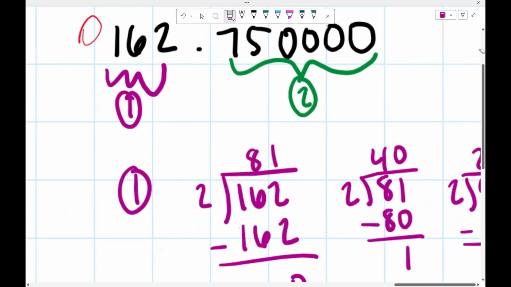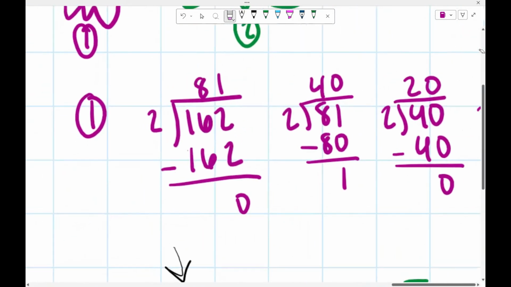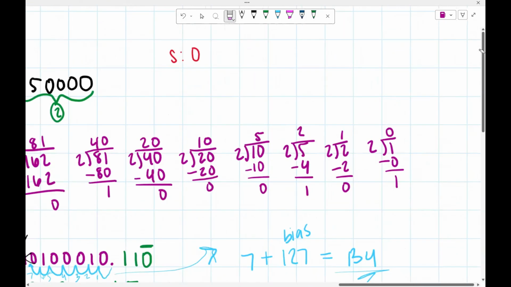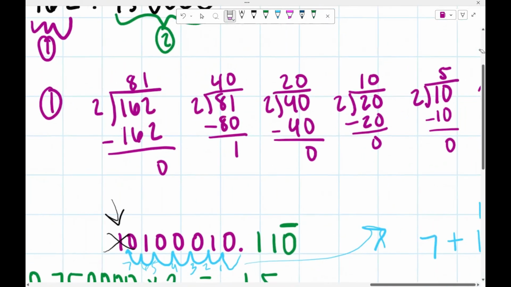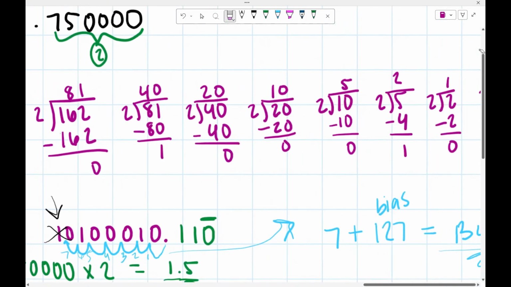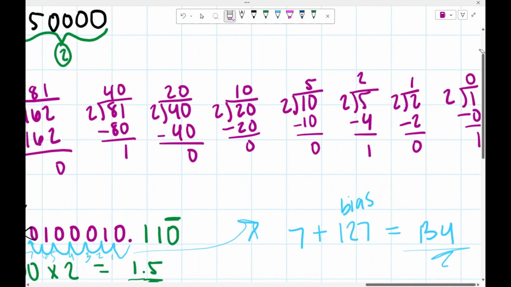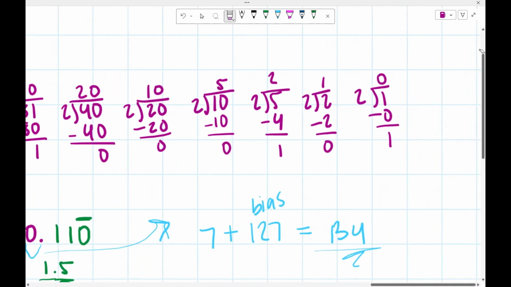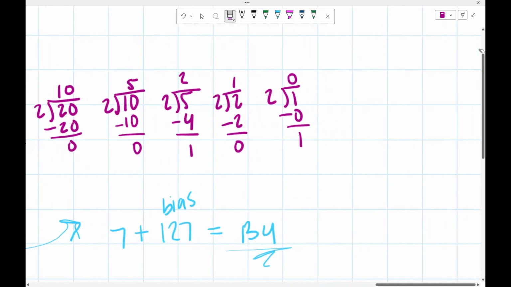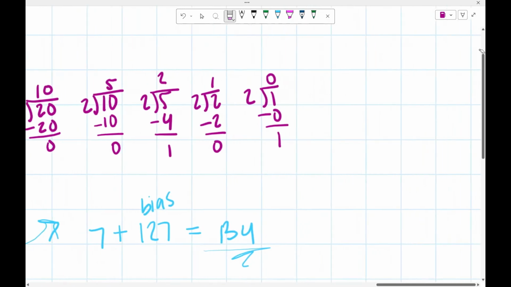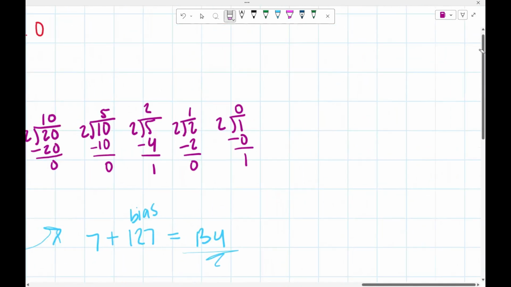So I took the whole number, 162, and then I just kept using the division method until I got a 0 on top right here. So 162 divided by 2, that's 81. 81 divided by 2, that's going to be 40, remainder 1. 40 divided by 2, that's 20, remainder 0. 20 divided by 2, that's 10. 10 divided by 2, that's 5. 5 divided by 2 is 2, remainder 1.